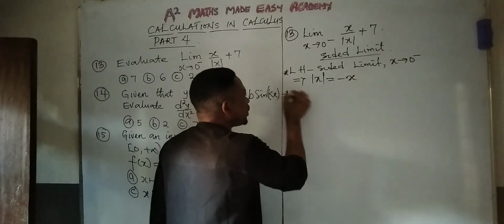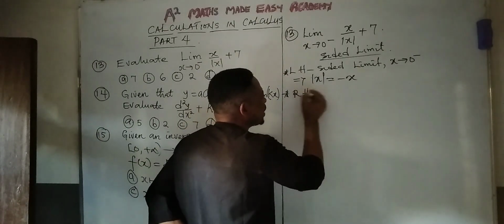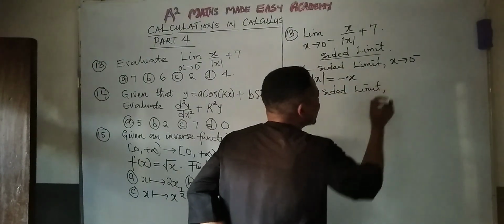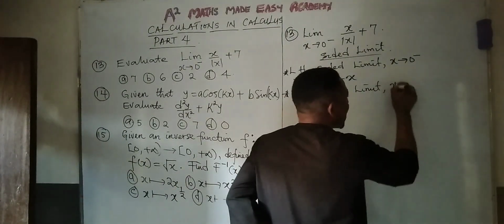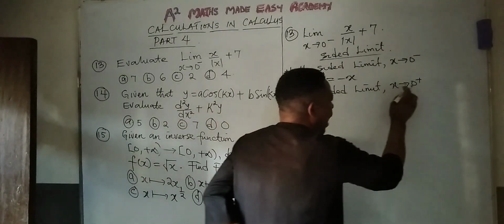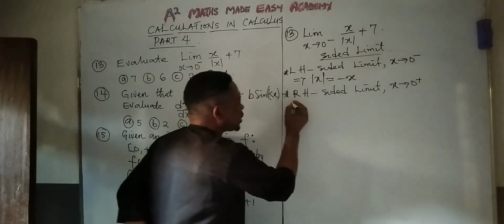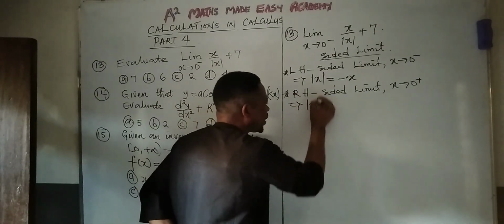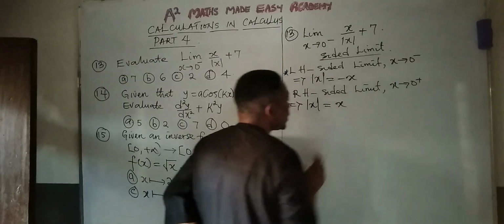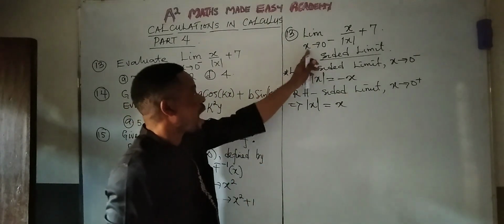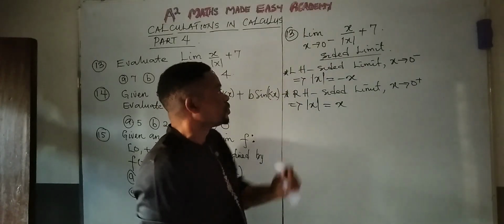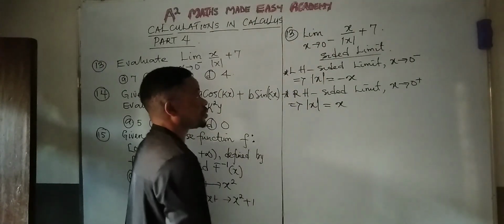Now the second one is what we call the right hand sided limit. And the rule of the right hand sided limit says when x approaches 0 plus, it implies that anywhere we encounter an absolute value, remove it and introduce x. That is the difference between x approaches 0 minus and x approaches 0 plus.